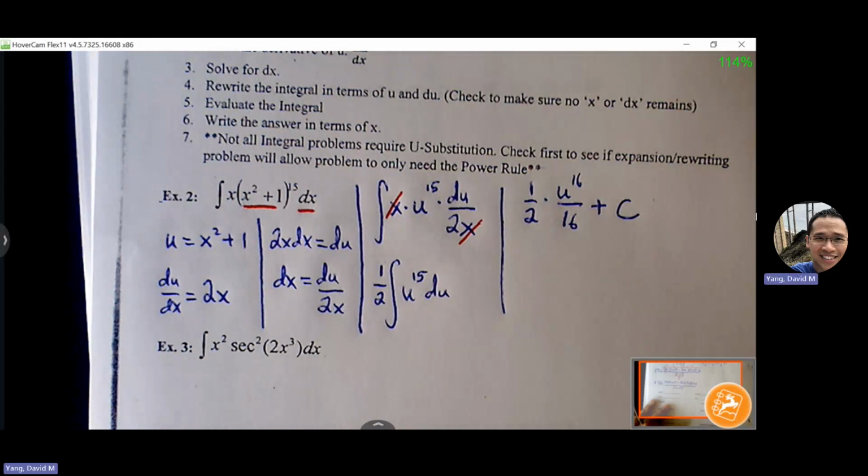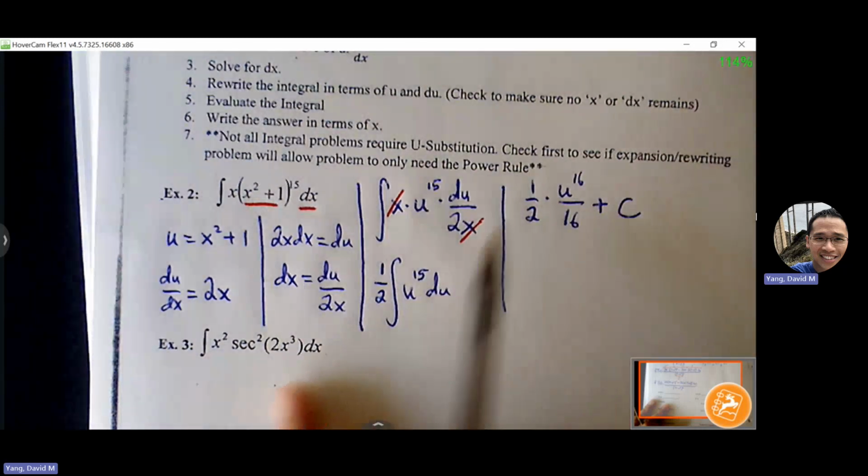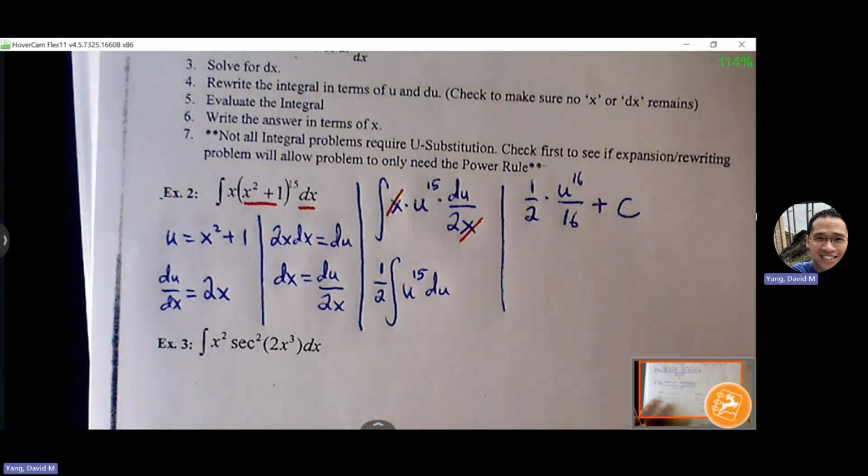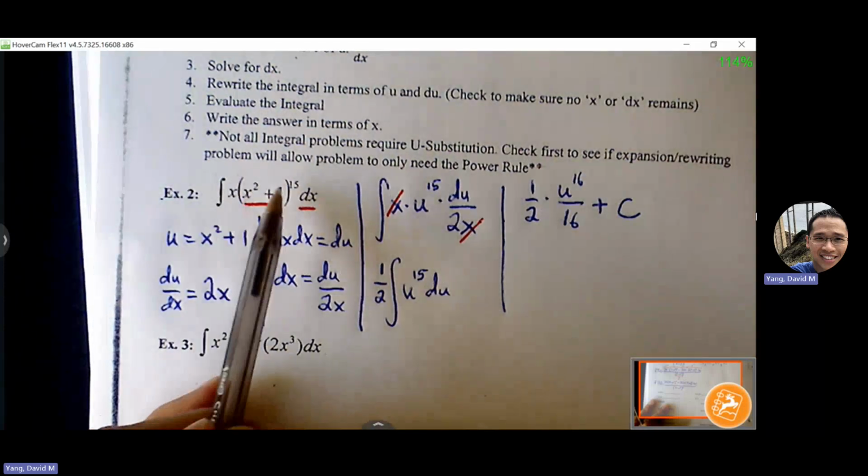Now, this is our answer, but do we start with a U variable? No, we started with the X variable. So we want to make sure we bring the X variable back into our answer. We did all the calculus in terms of U, but we're going to bring x back because x was what we started with.